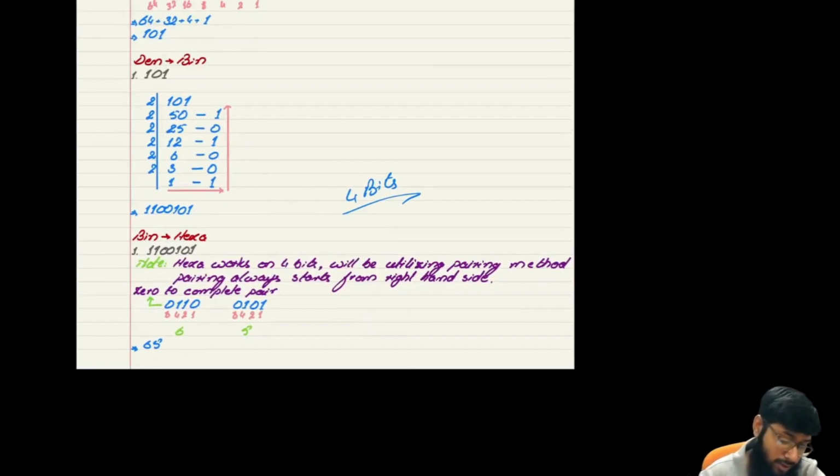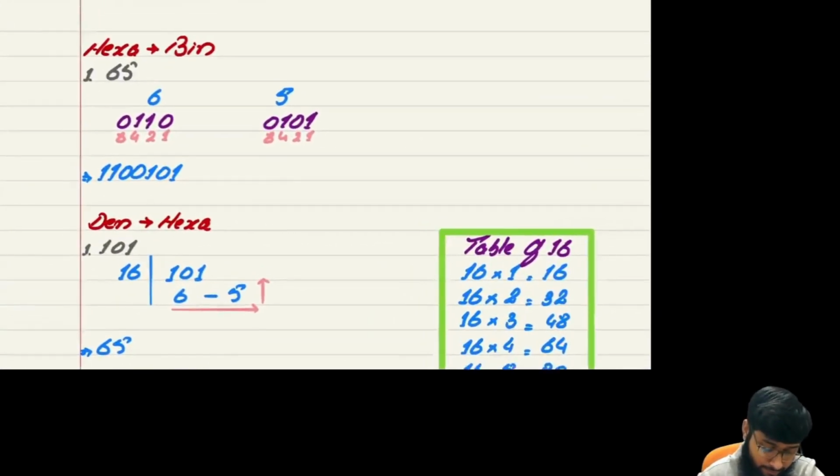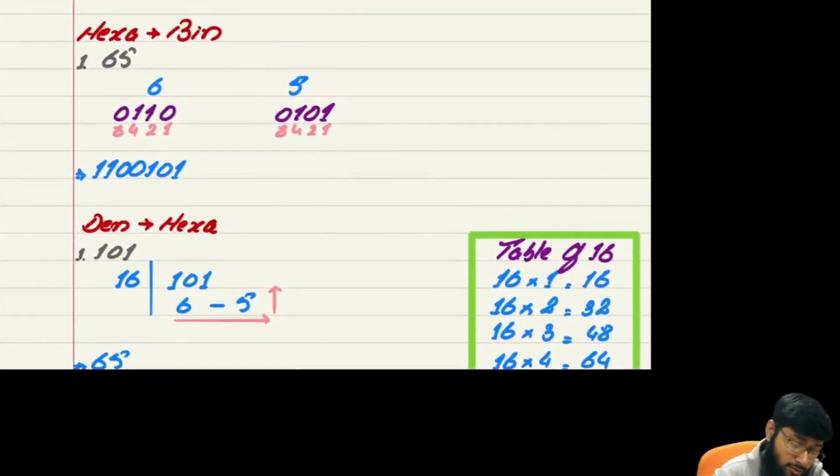Now coming back towards hexa to binary. For hexa to binary, I took the same thing that I got as an answer. So 6 and 5, we just need to reverse that. We are going to write down 6 separately, and 5 separately. Now we check how 6 is represented on 4 bits. So it's 0110 and 5 will be 0101.